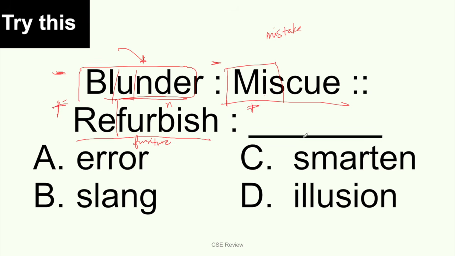So, ang question becomes, alin dito sa apat na to ang positive words? Error ba positive? Well, no, kasi error is a mistake, so hindi siya pwede. Ang slang ba, is it a positive word? Not really. Illusion, is it a positive word? Not really, kasi illusion is a lie, basically. So, you're left with smarten. So, that becomes your answer, kahit hindi mo alam kung ano ibig sabihin ng lahat ng words na yan. So, that's the skill that I want you to pick up.